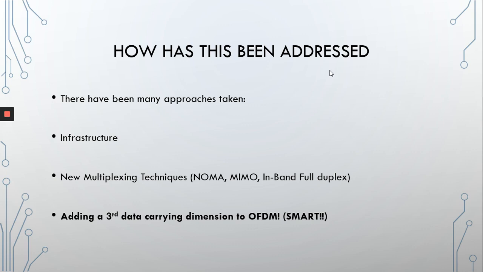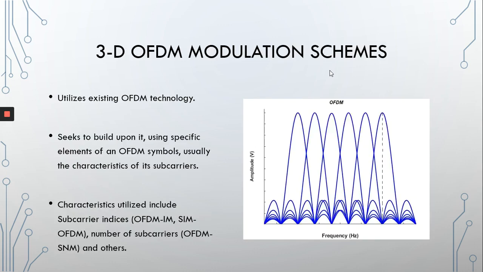So, a set of techniques which were introduced have actually added a third data carrying dimension to OFDM. And in my opinion, that's actually very smart, because what it does is it takes your classical OFDM symbol right here, utilizing classical OFDM technology. And it says, okay, we know that this is an OFDM symbol and we're already transferring data in two dimensions right here. But what can we add to this? What can we change in this to add more meaning to it? How can we change some things such that it implies that we're transferring data, that we're encoding data into it?